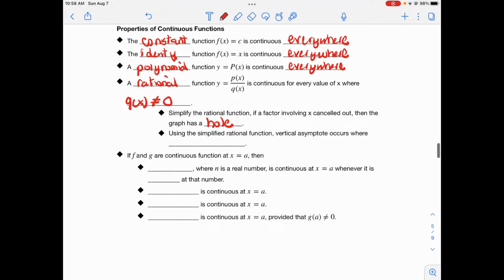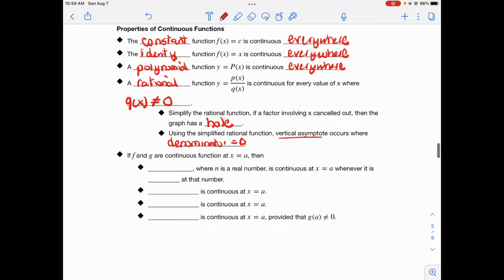And then if you're looking at the simplified rational function, any denominator term that does not cancel out, you set that equal to 0, and that will be your vertical asymptote. It occurs whenever that denominator equals 0, and that would give you infinite discontinuity points. Okay.